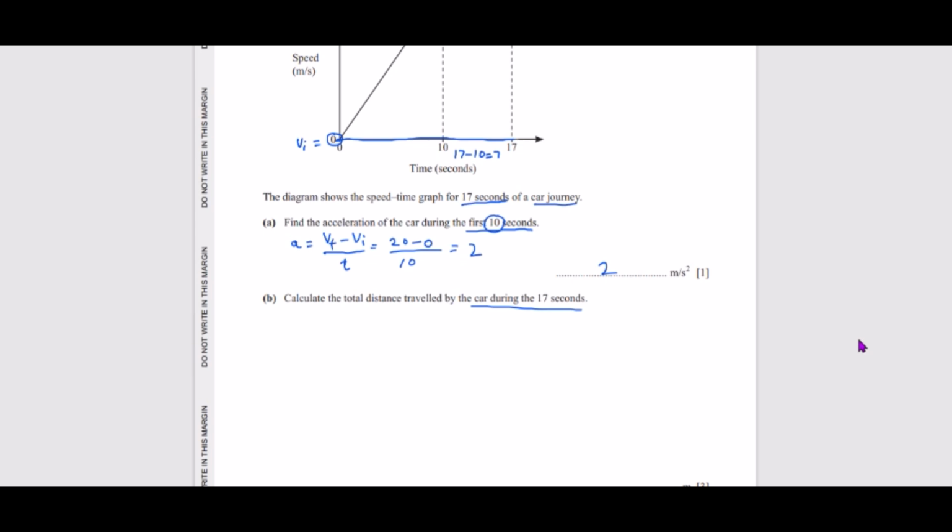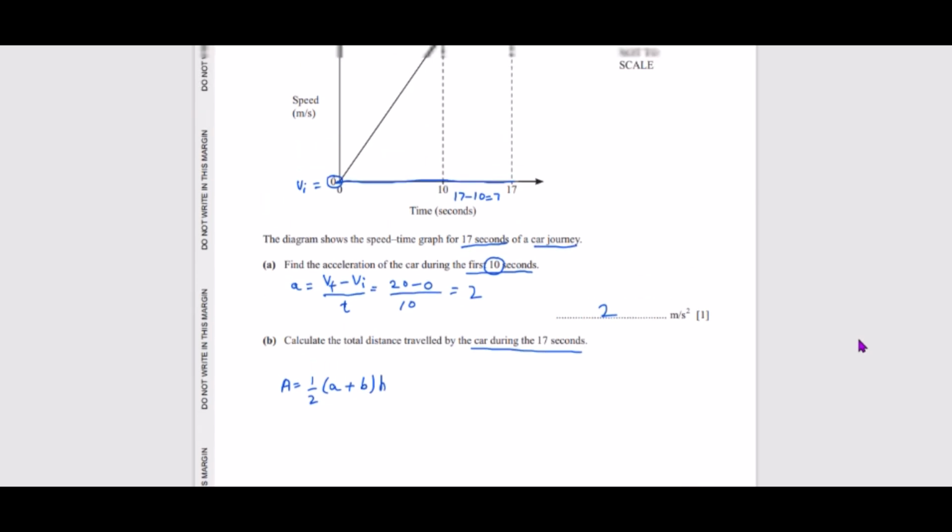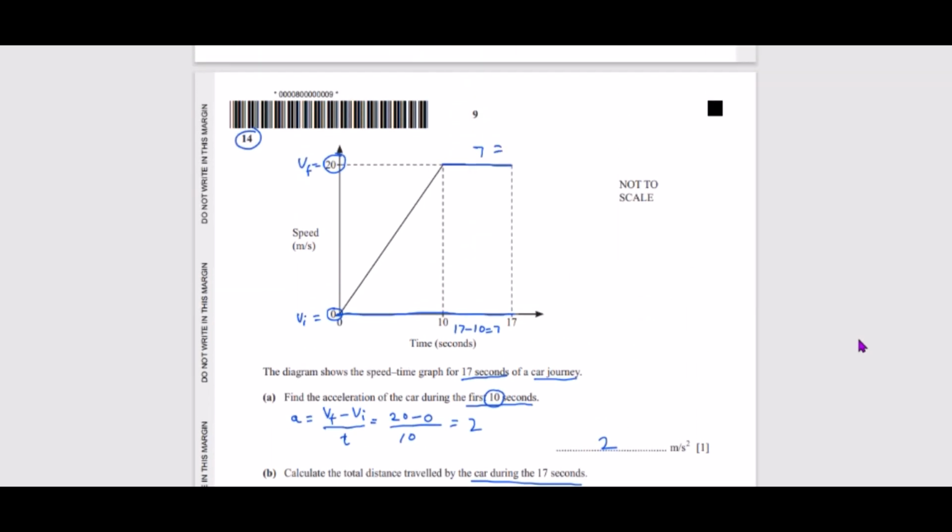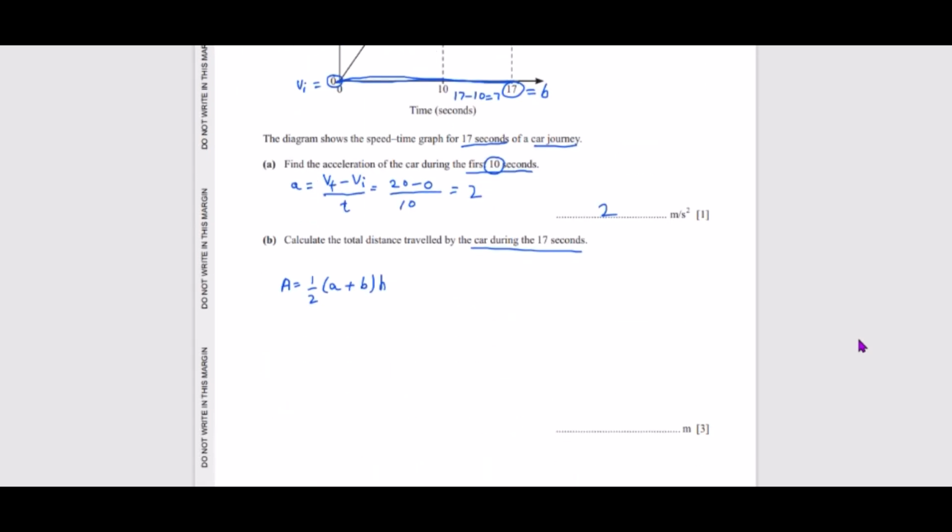So write down the formula of the area of a trapezium. A is equal to 1 by 2 into (a plus b) multiplied by height. The value of a is here and the value of b is the complete side. The complete side is equal to 17 and height is 20. So A is equal to 1 by 2 into, a is 7, b is 17, height is 20.